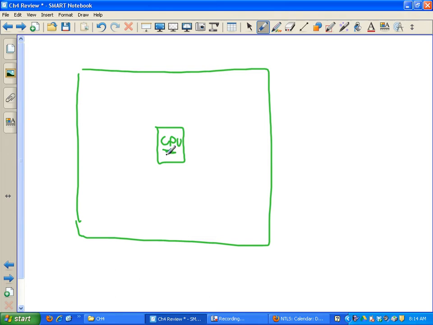The CPU does the majority of the processing, right? So everything needs to talk to the CPU. The motherboard talks at its own speed. How is that speed rated, first of all? In gigahertz. Okay, specifically in hertz, and what's a hertz? A cycle per second.